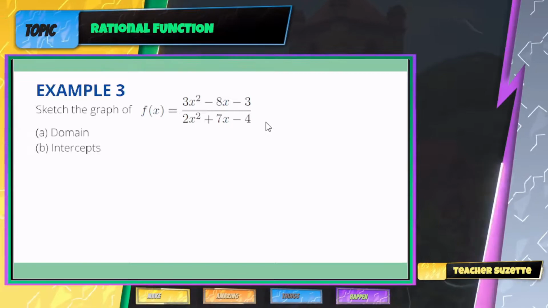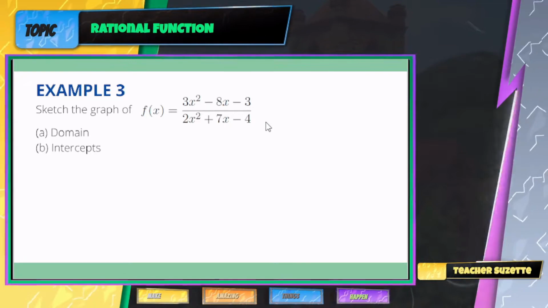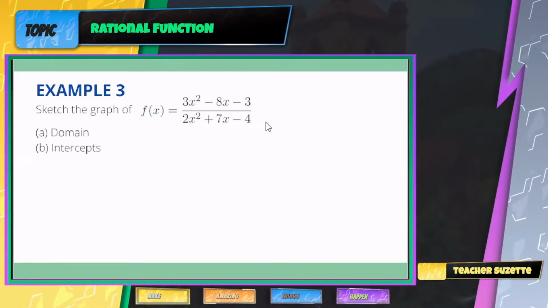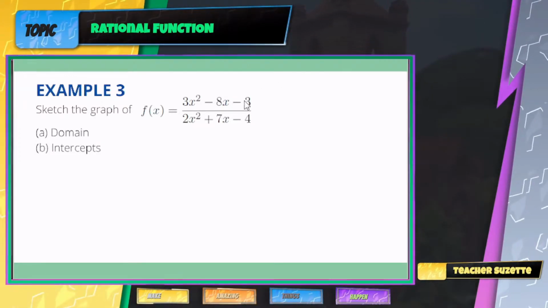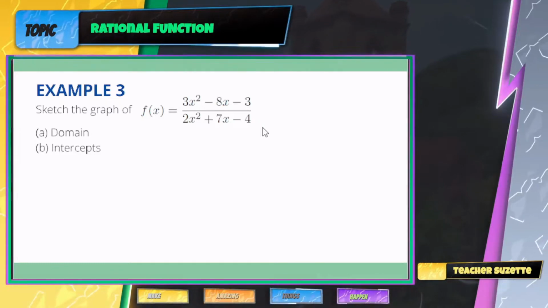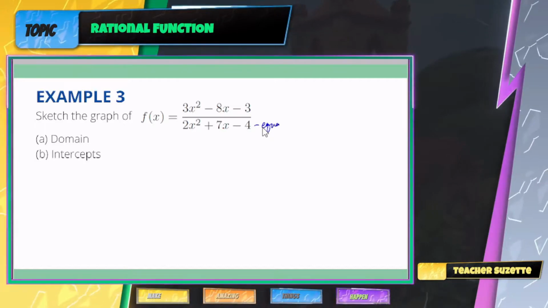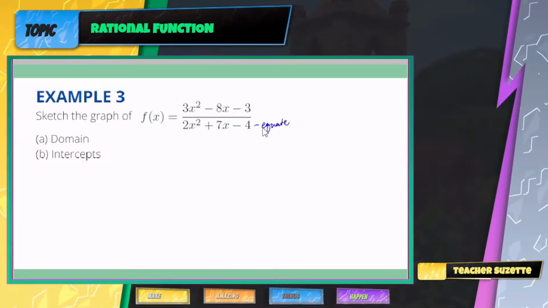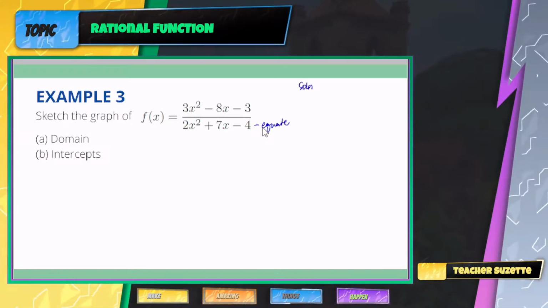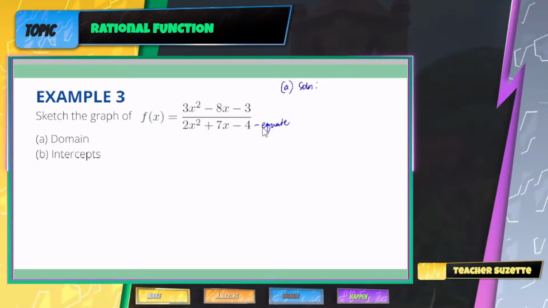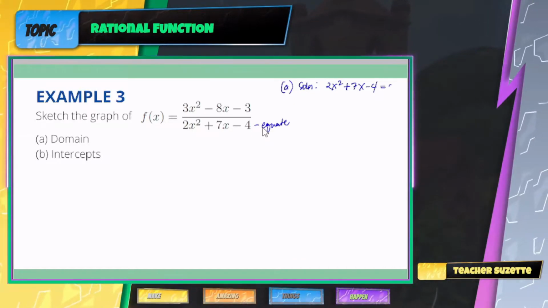We have f of x is equal to 3x squared minus 8x minus 3 all over 2x squared plus 7x minus 4. Now let's solve for the domain and the intercepts of this function. To solve for the domain, as you already know, we have to equate our denominator to 0. So that is the solution for letter A, or the domain.